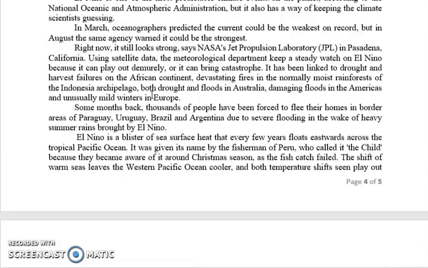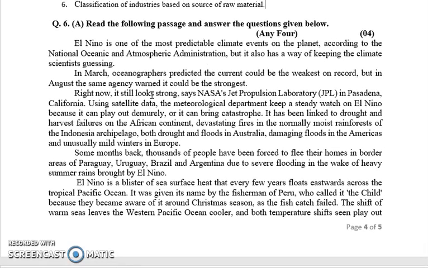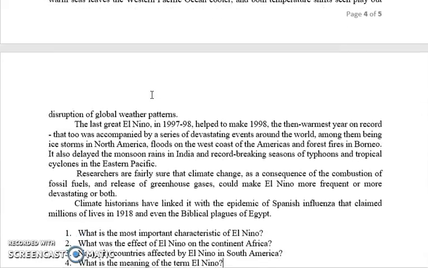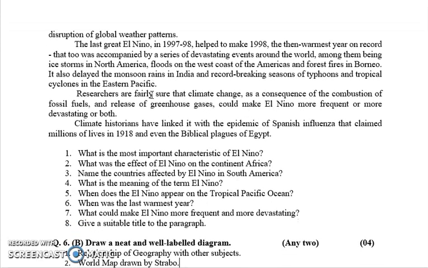Next we have a passage over here. You have to read this passage. It is for 4 marks. After reading this passage you have to answer some questions. So these are some of the questions which are totally based on your passage.